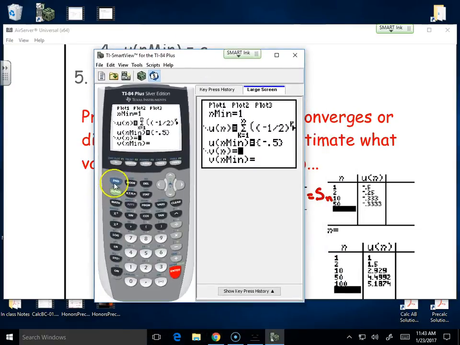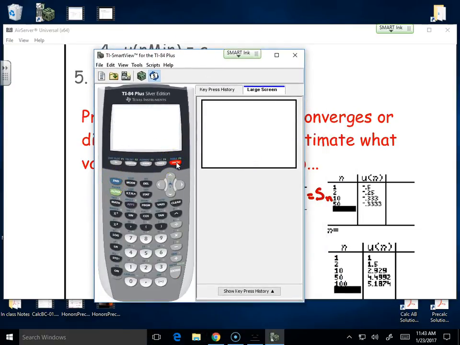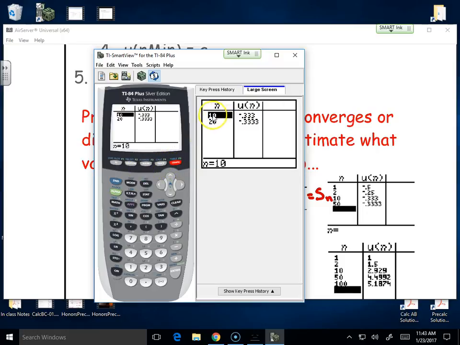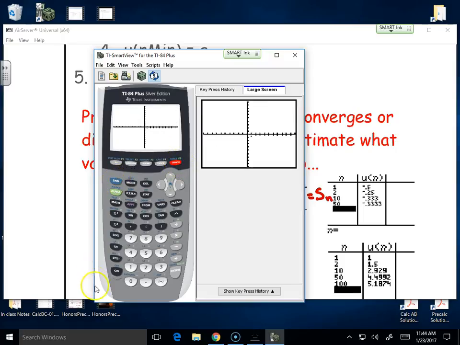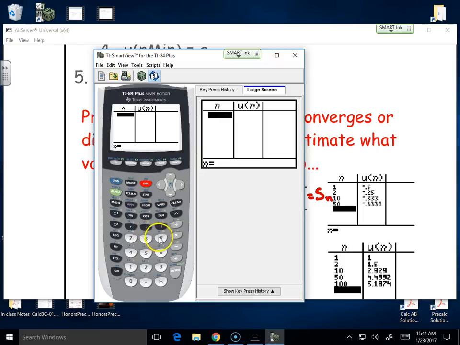Now, something that you need to see, if you go to your second graph, I did second, right? Table, yeah. Do you remember what your table setup needs to be there in order for you to type in numbers? Independent: Ask. Good. It needs to be under Ask for second window. See it? Independent and Ask, because you're going to be plugging in your own x values. You don't want them to do it for you. And then you can always get rid of whatever is in there previously by hitting delete, delete.